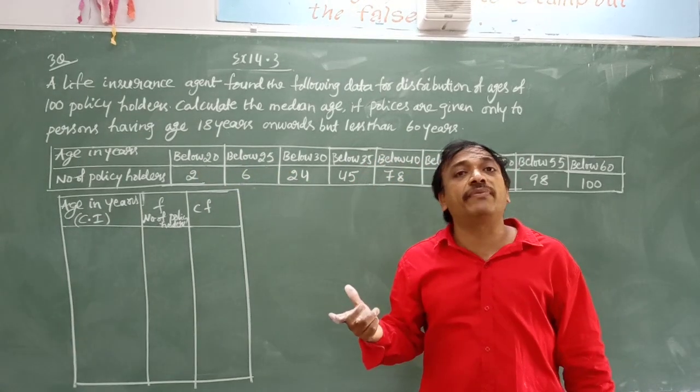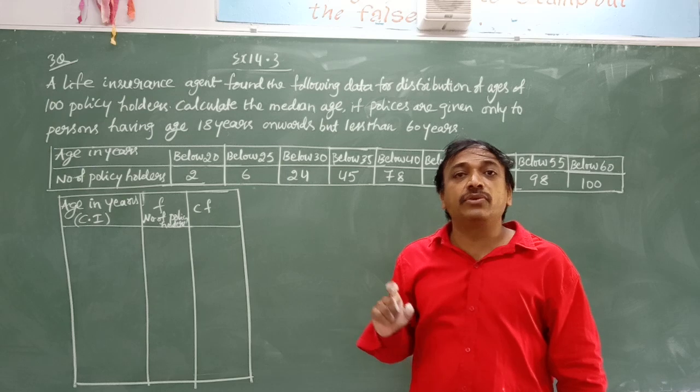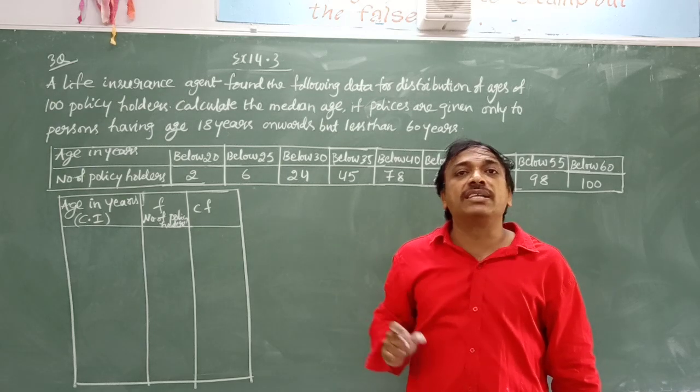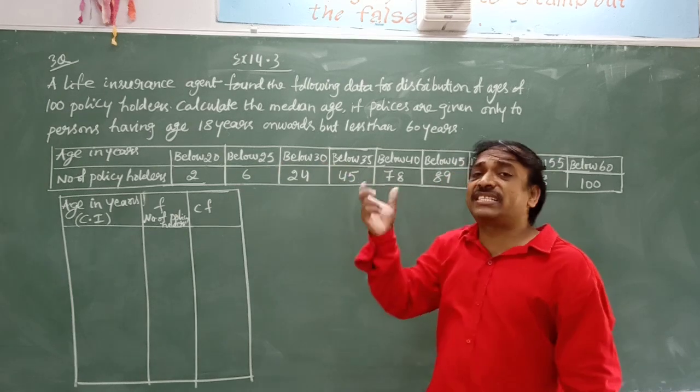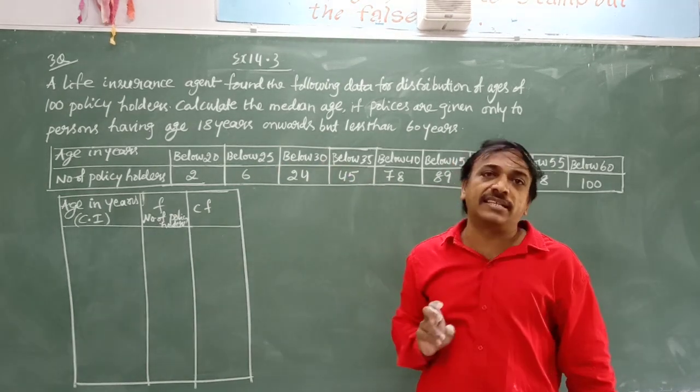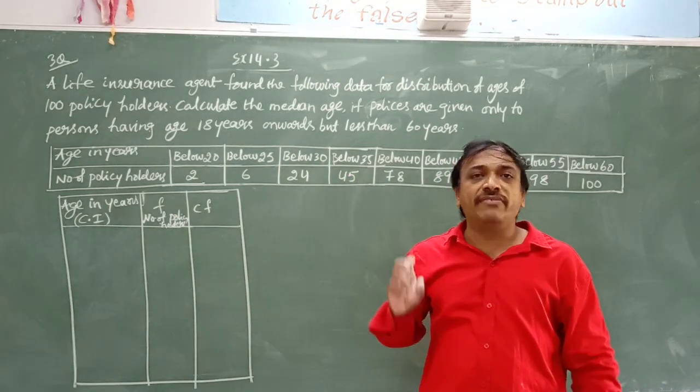Then how to identify the class intervals? You need to convert the data into class intervals. You see 20 to 25, 25 to 30. What is the class size? 5 is the class size.